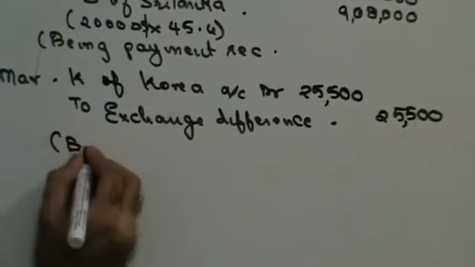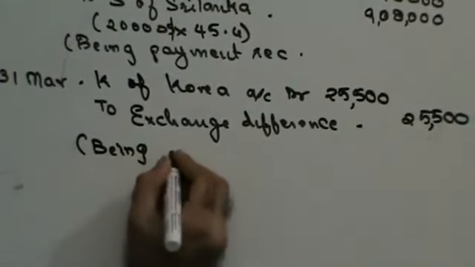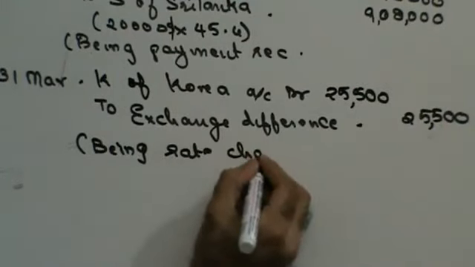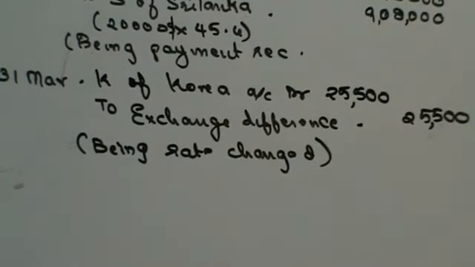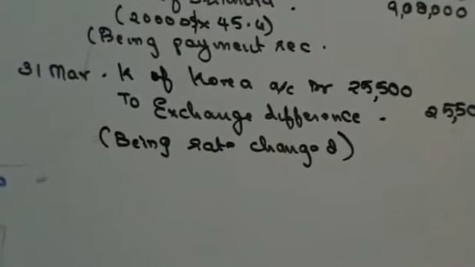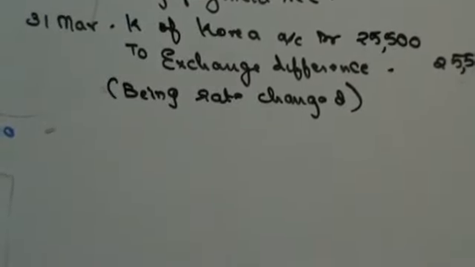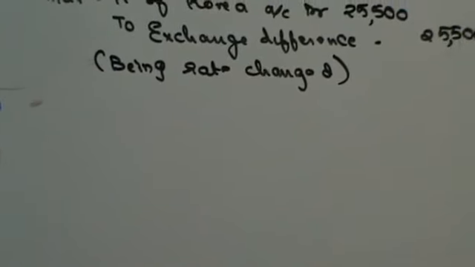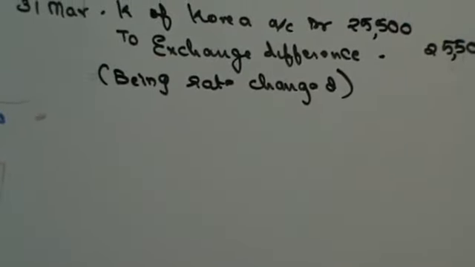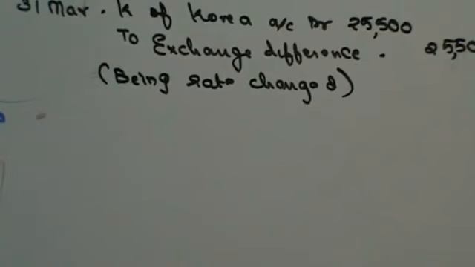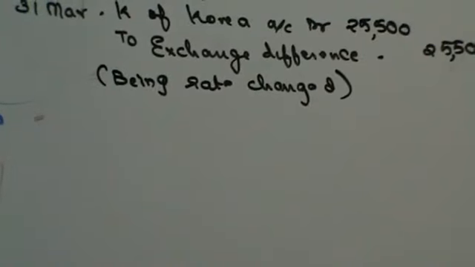This is called the rate change entry, which is to be done at the end of the year, being rate change. Right? Now this is to be done for only those entries on which balance is due. Now balance is also due on S of Sri Lanka. Now guys, when I sold to S of Sri Lanka, the dollar rate was 45.4. I should have received 45 rupees 40 paisa. On 31st March, the dollar rate became 45.60. Instead of 45 rupees 40 paisa, now I will receive 45 rupees 60 paisa. I am making a profit of 20 paisa per dollar.